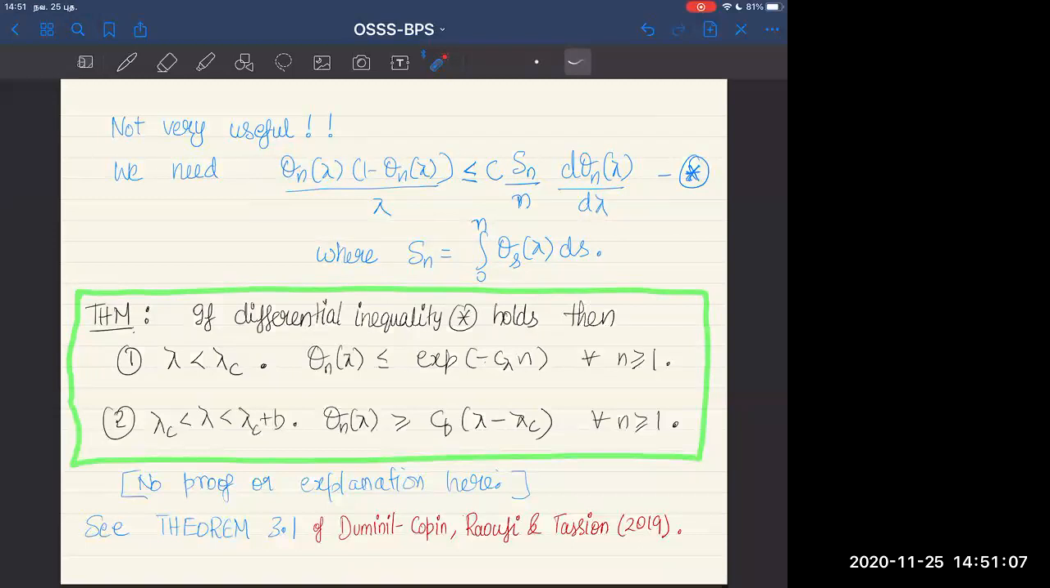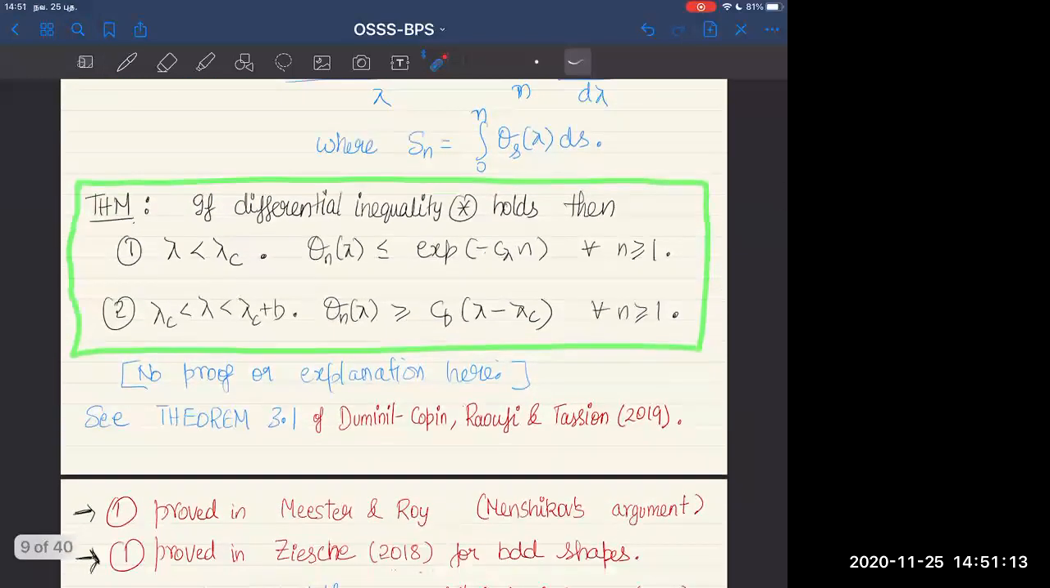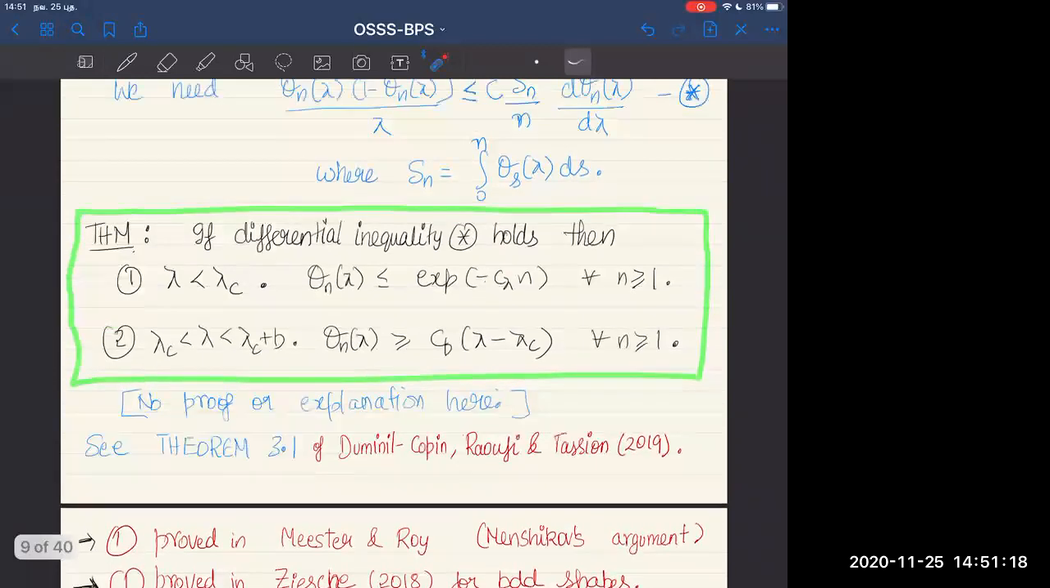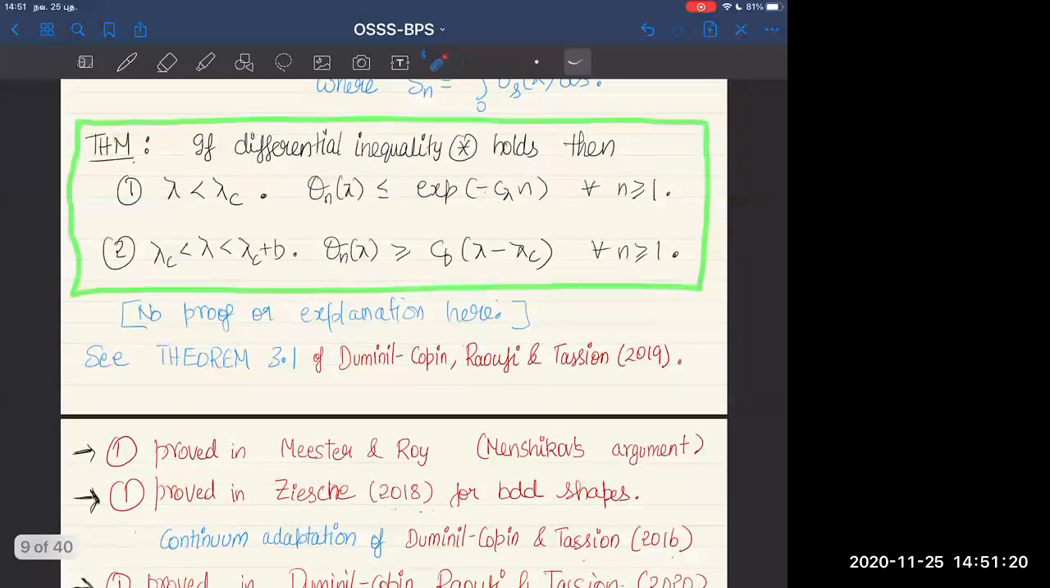How do I prove an inequality like this? This inequality, or a variant of it, was already known. You can find a version of it proved in Meester and Roy. That is statement 1; when I say exponential decay, I mean this statement: for lambda less than lambda c, it decays exponentially. So 1 is proved in Meester and Roy.